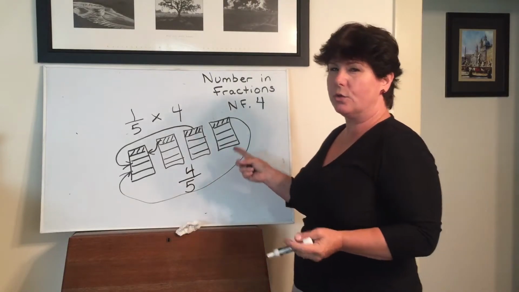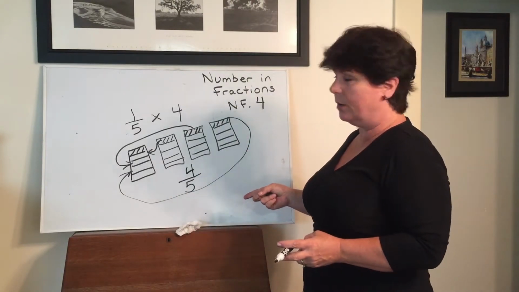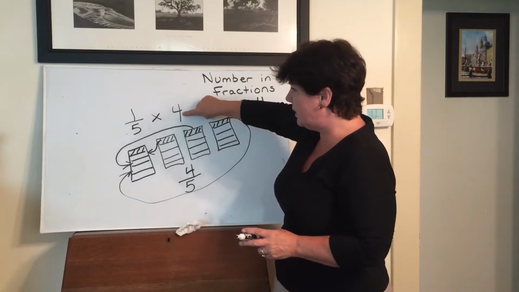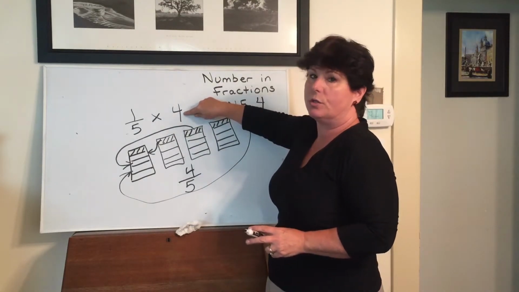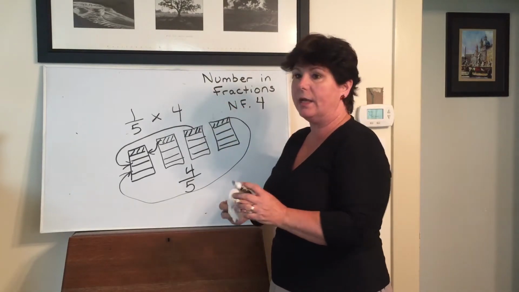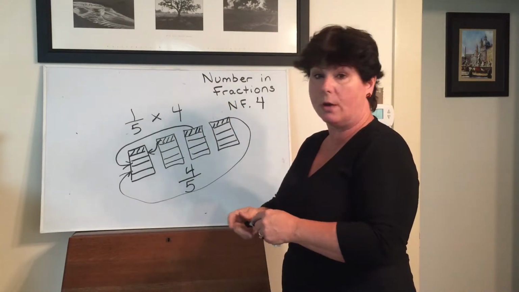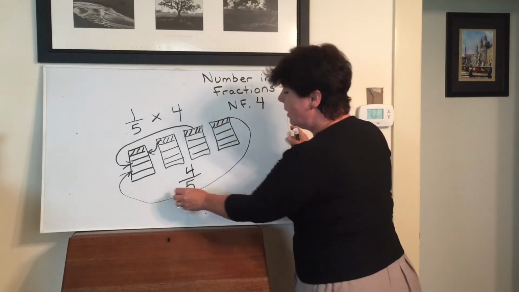And the visual models are really, really important here because the children will see a 4 and they'll think they have 4 wholes. They don't. And that's why it's so important for them to draw pictures. So that's one way to show it.